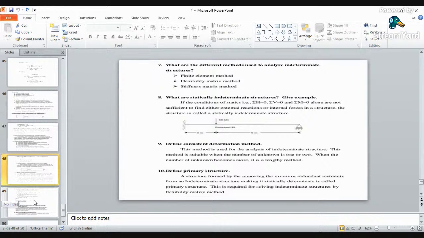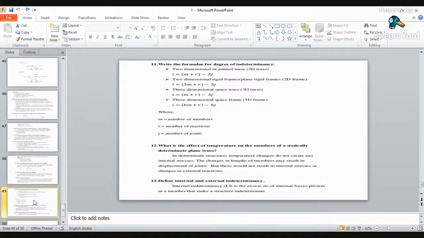Define consistent deformation method. Then primary structures. Then write the formulas for degree of indeterminacy. Yes, this is quite important. In competitive examinations, you are given the elements and you have to find out the degree of indeterminacy. If you have to find out the static indeterminacy, then there will be a direct formula. By using these formulas, you can directly find out the indeterminacy. Okay, in these formulas, M is the number of members, R is the number of reactions, and G is the number of joints.